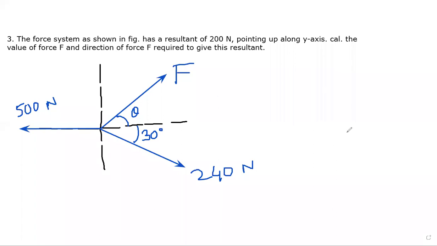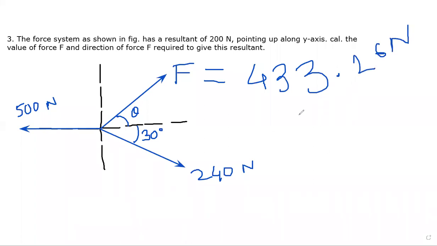Okay. So the answer, for the F value, what is the value of F? 433.26 Newton. Is it correct? Yes, sir. And theta is 47.60.